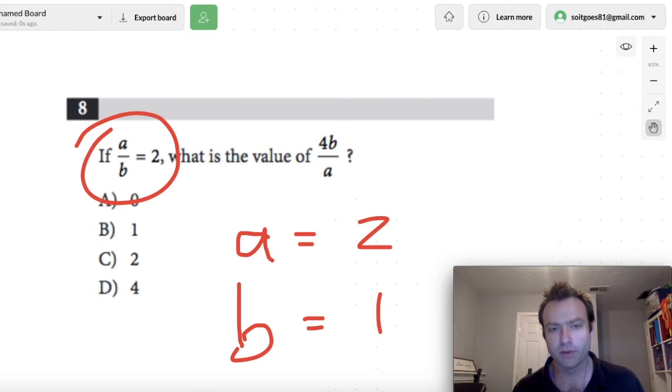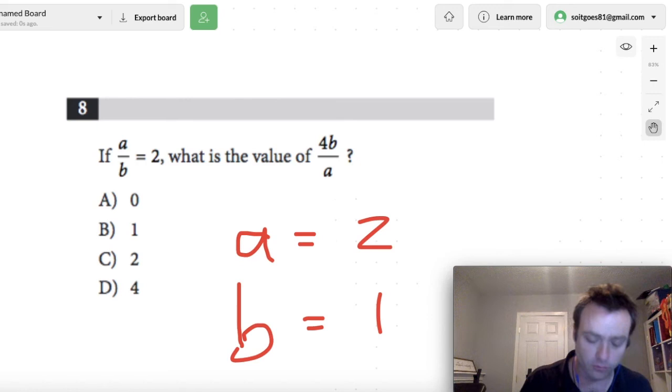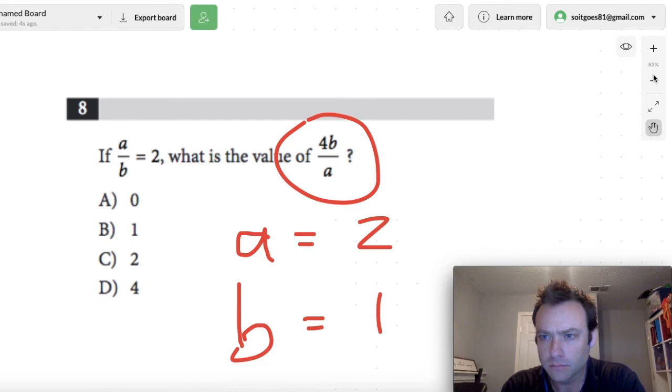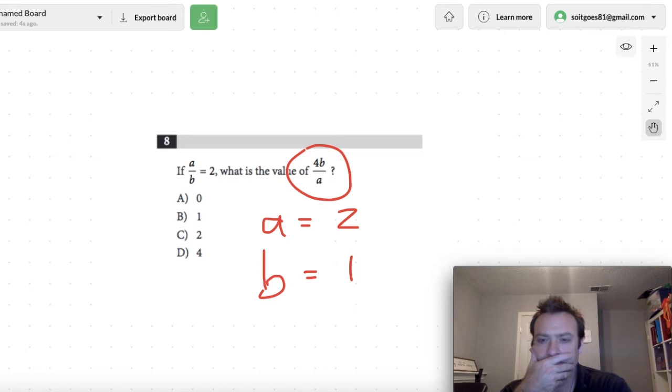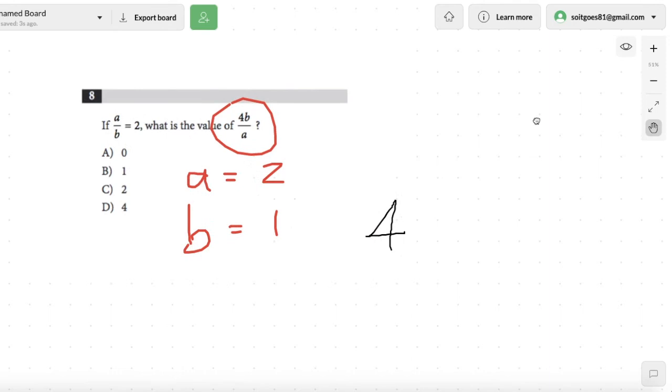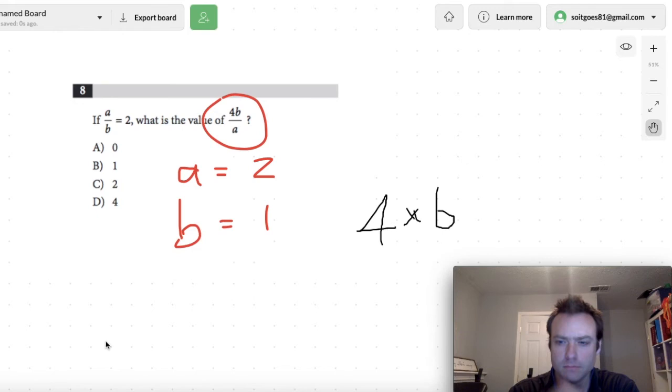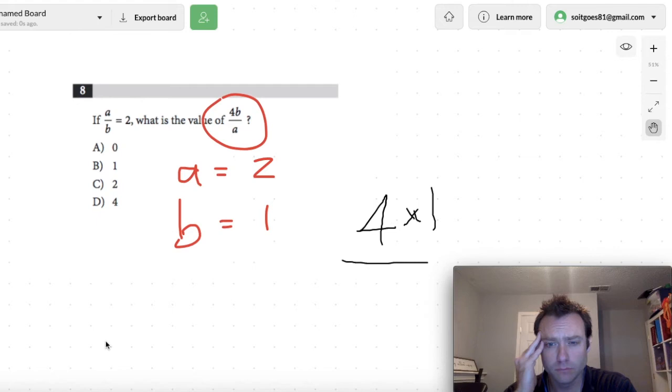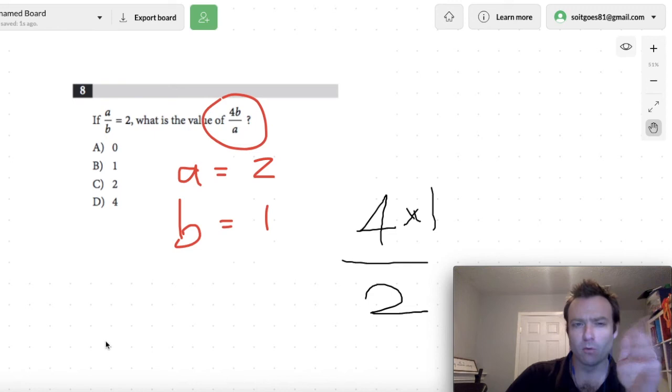Okay, good. All right, so let's plug those values into the expression here in the question. Can I see you do that on the whiteboard? So 4, oh, and B is 1, so 4 over 2, or I put B. What are you plugging in place of B? All right, so there it is, and then 2. Good, looking good. So 4 times 1 divided by 2. What does that give us? So 4 times 1 is 4, and then divided by 2 is 2. So what's the right answer? So it would be C.